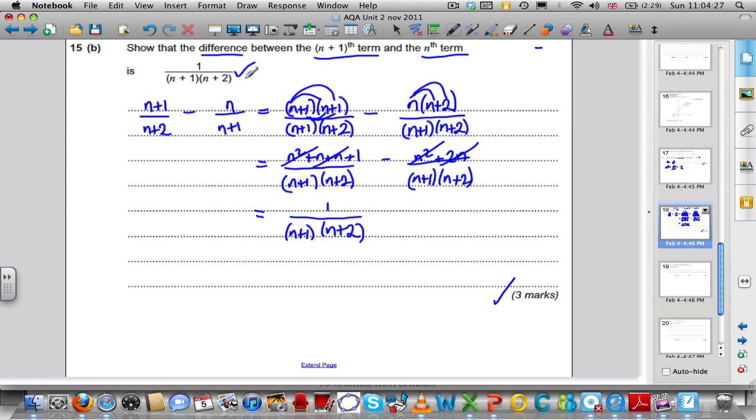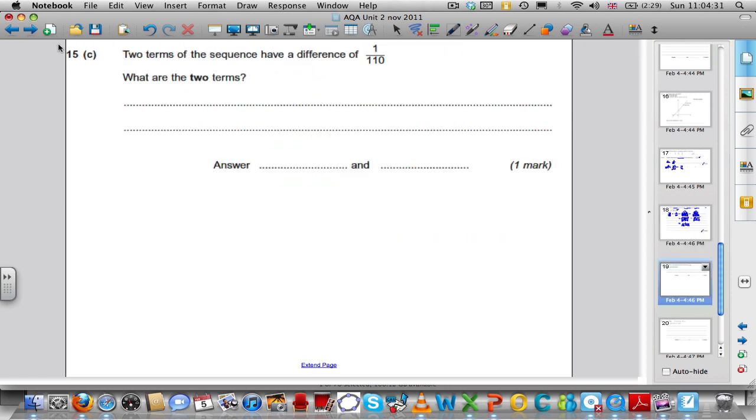Exactly as required in the question. Okay, 15c. Two terms of the sequence have a difference of this. What are the two terms? Well, really, we're supposed to use 15 part B. We're supposed to use the fact that we know that the n plus 1th term subtract the nth term is actually equal to 1 over n plus 1, n plus 2.